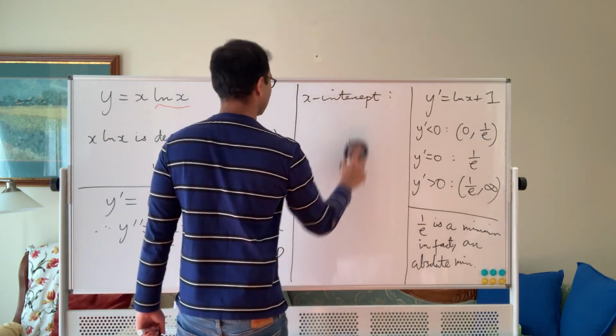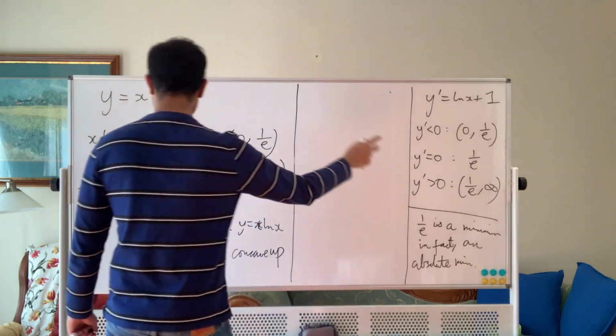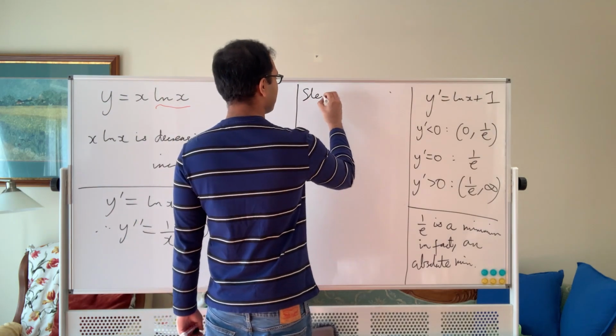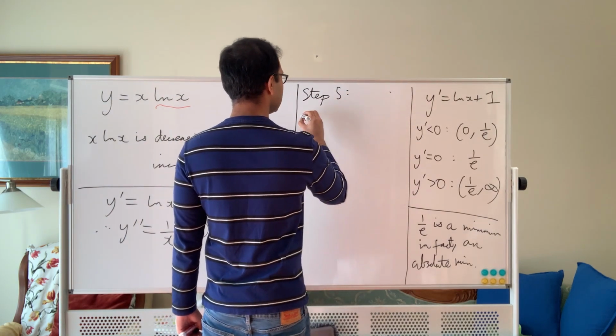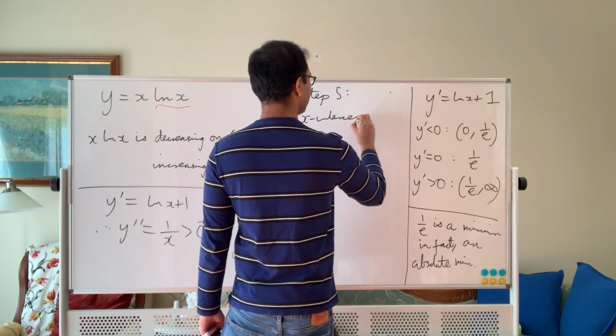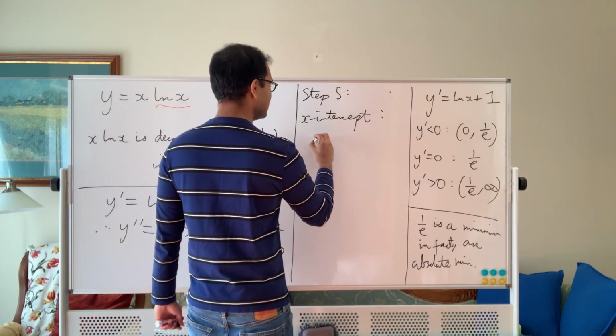I'll even write it down. So step 2, step 3 is finding where it's increasing, decreasing. Then step 4 is finding the second derivative. Then step 5 is the x-intercept and y-intercept. So for the x-intercept, we set the function equal to 0.